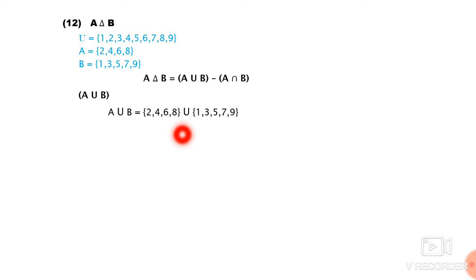First write set A and then write set B, and A union B will be 1, 2, 3, 4, 5, 6, 7, 8 and 9. Then we are going to find A intersection B.